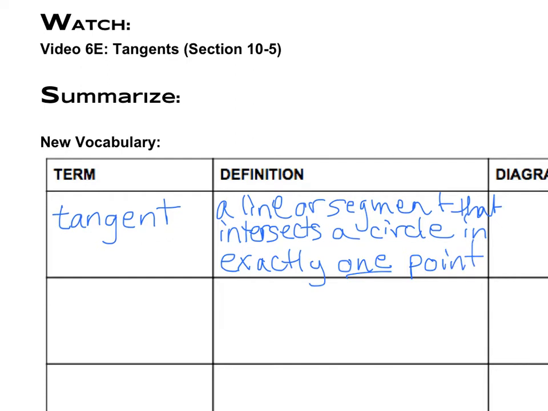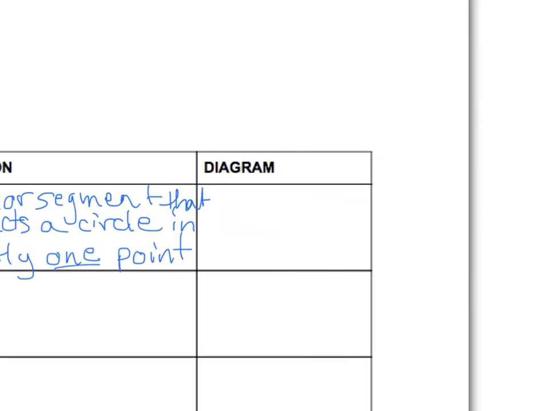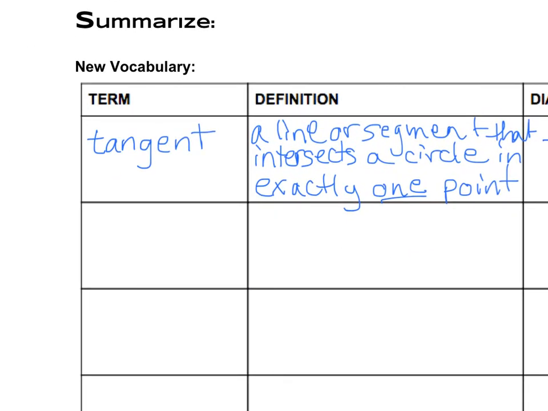So a picture for this is going to look pretty simply just like a circle, and then with a line cutting right through one side there. So when we talk about tangent, we also want to talk about the next vocab term, which is point of tangency.